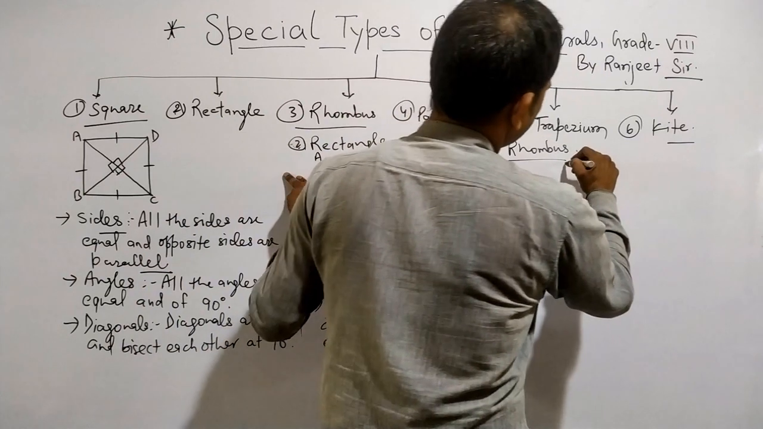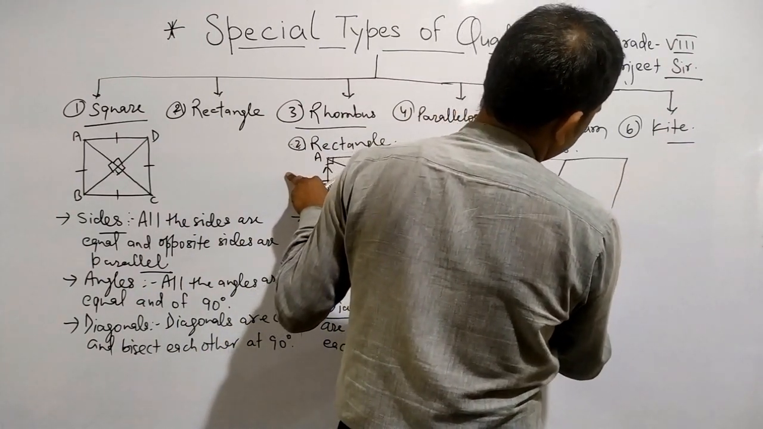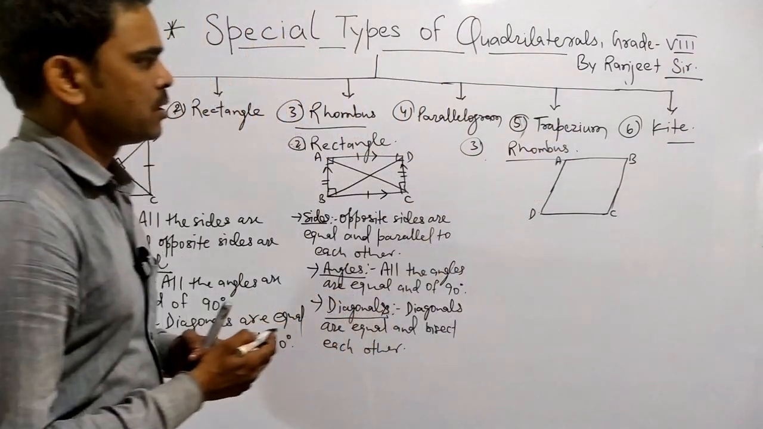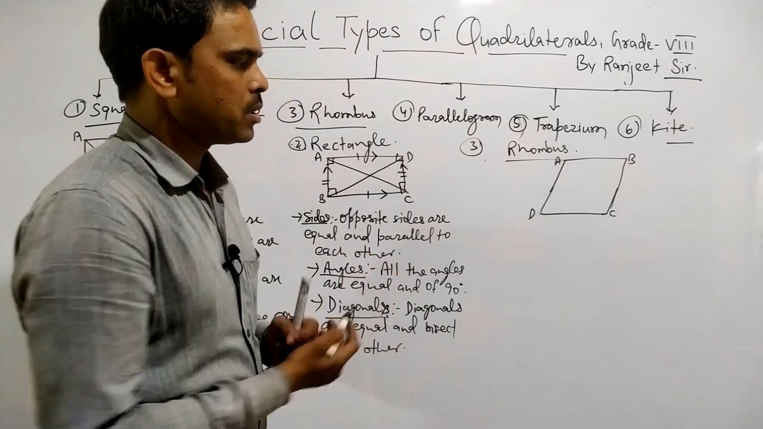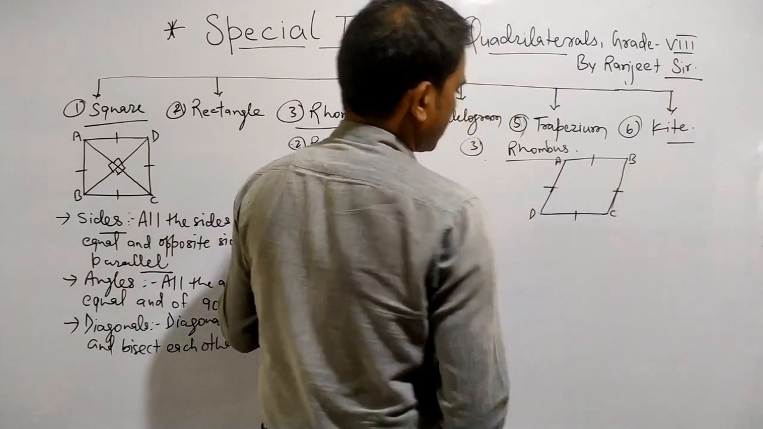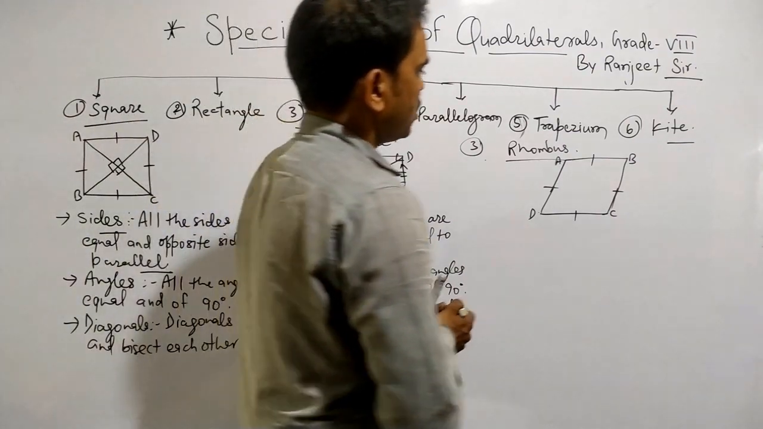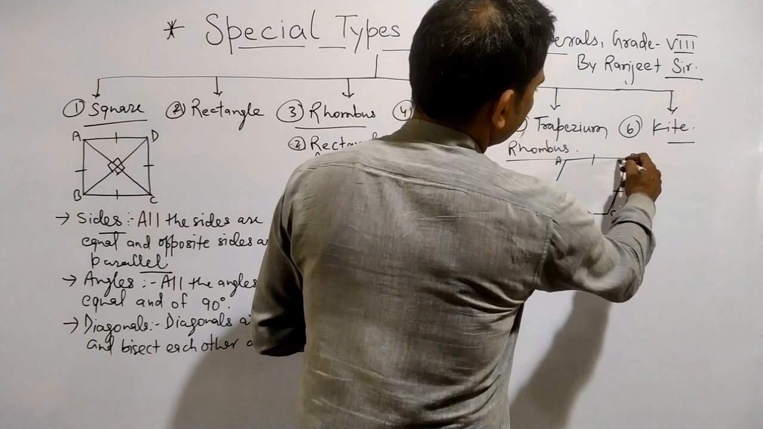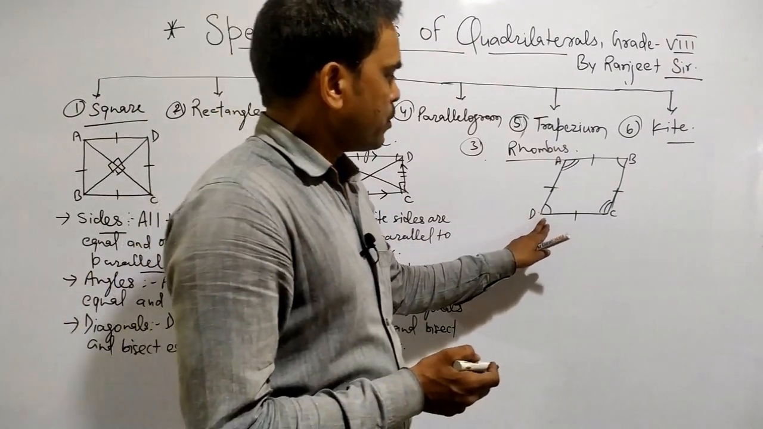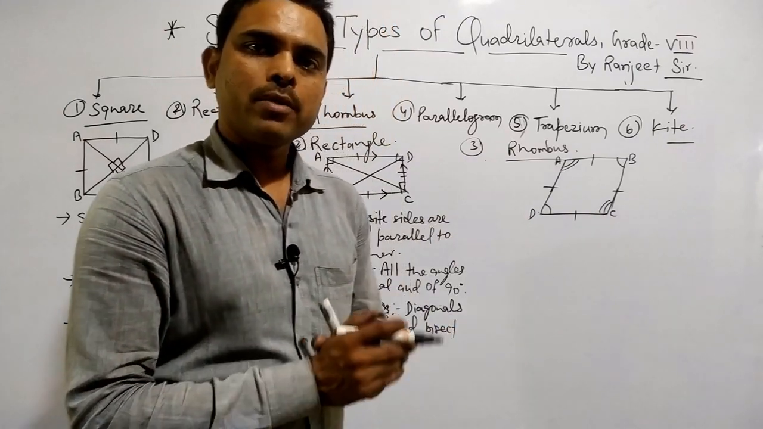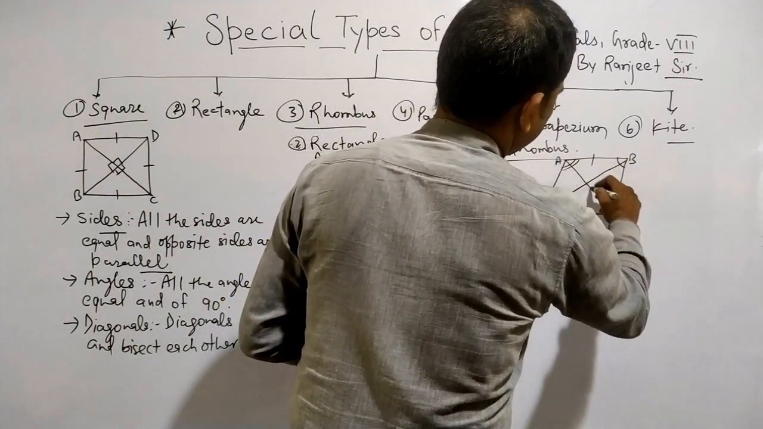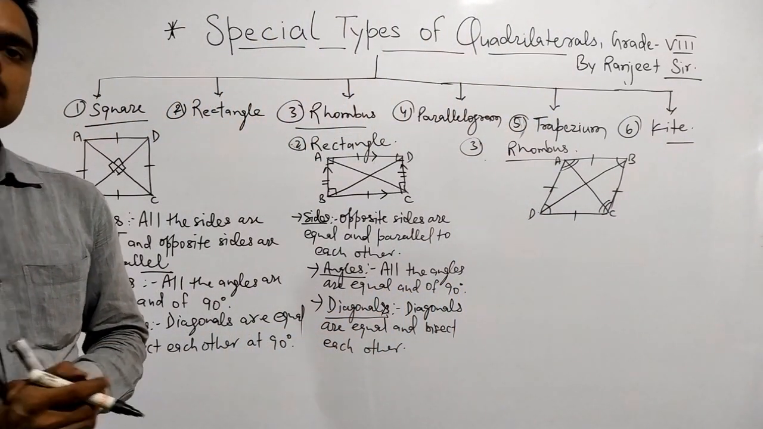For the rhombus, first with the help of a diagram we will try to understand it. Saying A, B, C, D, you can change the order, there is no problem, but the order should be clear. Now if I talk about the sides, you will find all the sides are equal. And about the angles, opposite angles are equal. One more property is that when we add two consecutive angles, it will always make 180 degree. Now about the diagonals, diagonals bisect each other at 90 degree.